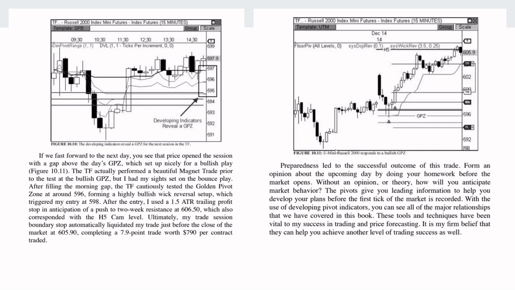Okay. Now developing indicator basically means that for tomorrow, what is the expected behavior to happen. So if you see over here, this is the developing pivot zone formed.